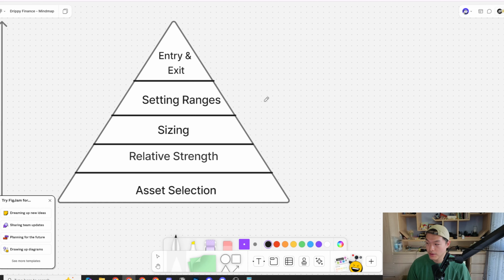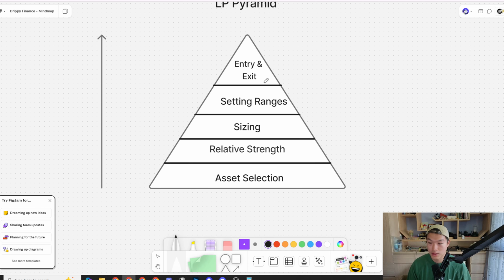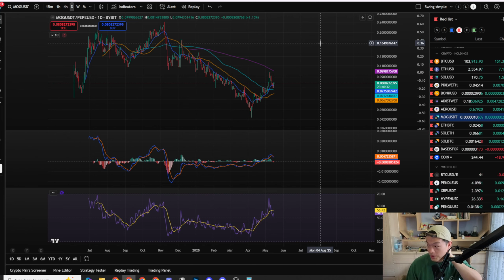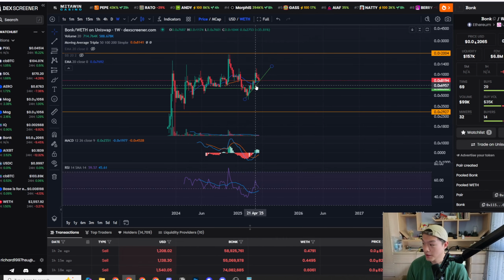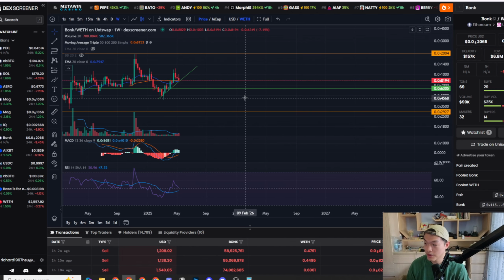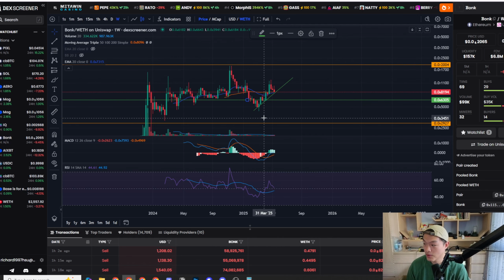For setting ranges, I typically like to look at weekly charts. I see it all the time where people chase a range and then they get wrecked doing so, and I'll explain why in a second. So I'll give you an example. For example, this Bonk and ETH pool. I got a pretty great entry here at this green line, and basically the orange lines are my bottom and top range. If we look back at the historical price action, you can see that I would be expecting at least 6 to 12 months to be in range, and it's quite a wide range liquidity pool.